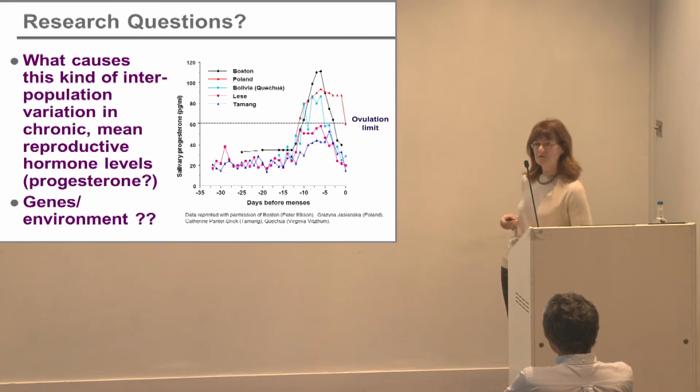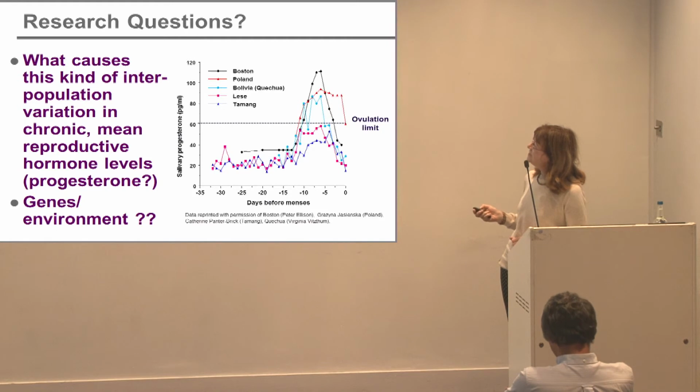And the striking thing here is that the poorer the society, the more stresses they experience, like the Tamang here, who are agro-pastoralists in Nepal. Their average progesterone profile looks completely different from this one here, which is mostly from Boston, well-fed women, primarily collected from Harvard University, so elite, highly educated, very well-nourished women, and then others in between.